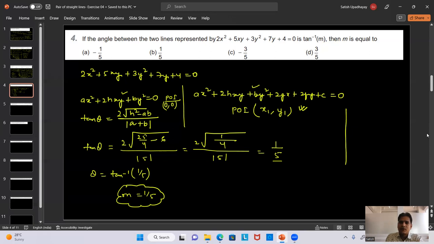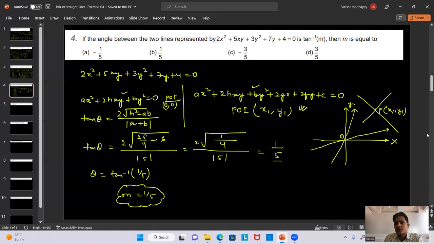So our homogeneous equation, if you see, will be the lines passing through the origin, right? But if that is represented in this form, the general second degree equation, it will be somewhere here, whose point of intersection will be, here it is the origin, but here it is x1, y1. So this whole thing is getting shifted, no? See, this whole thing is getting shifted.